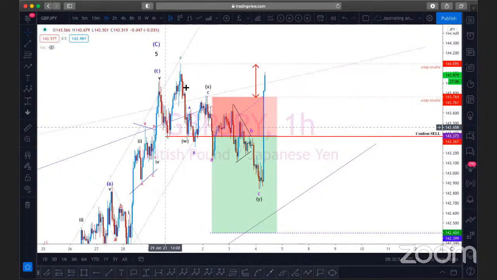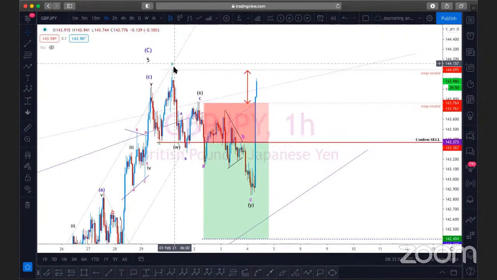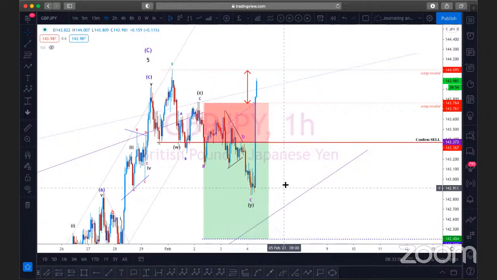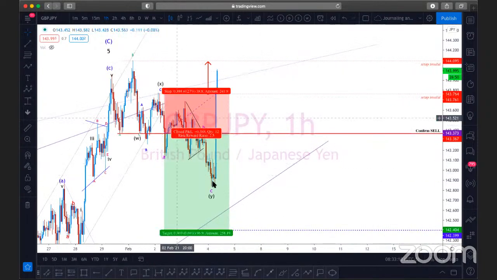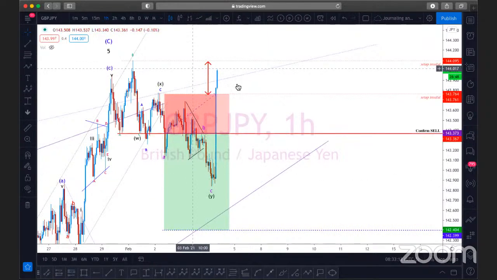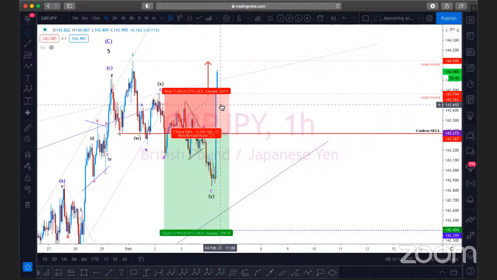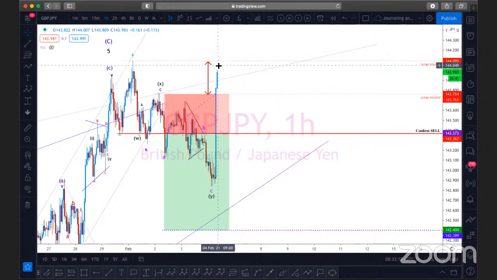We have a WXY correction to give us the A wave completion, and we are looking now at B wave coming in. Will we get it above here, where B wave could very well be, or could this overall correction form an irregular pattern? And if that's the case, then we're simply waiting for this move to be completed.